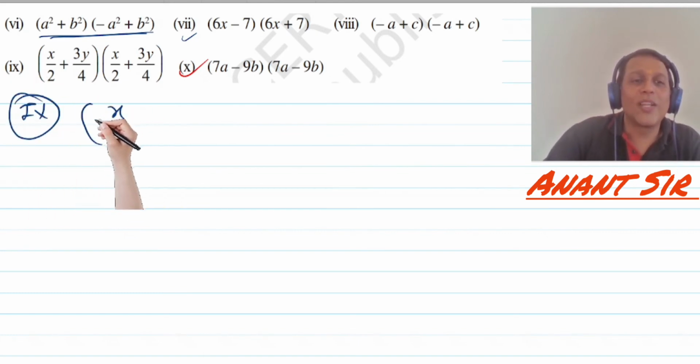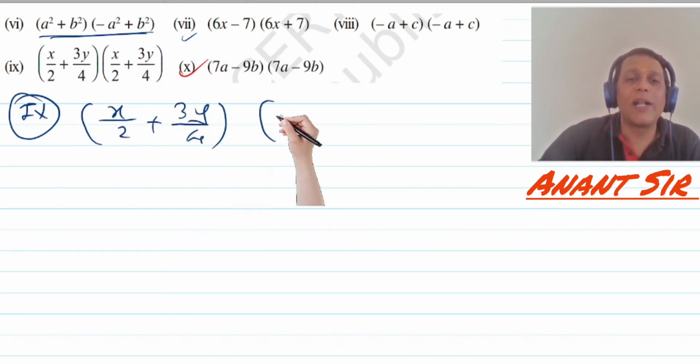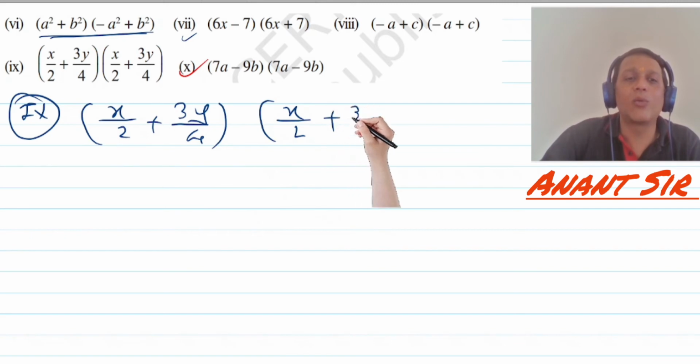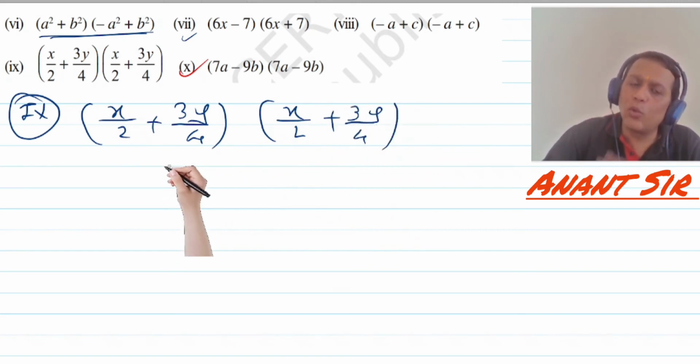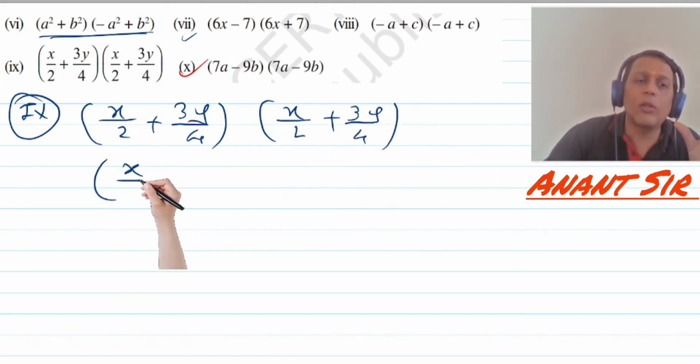So now question number 9, (x by 2 plus 3y by 4) multiplied by (x by 2 plus 3y by 4). Again the two brackets are same, signs are also same.